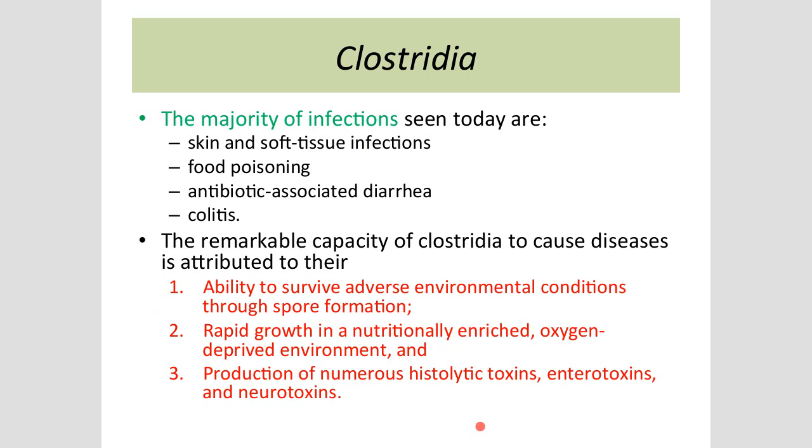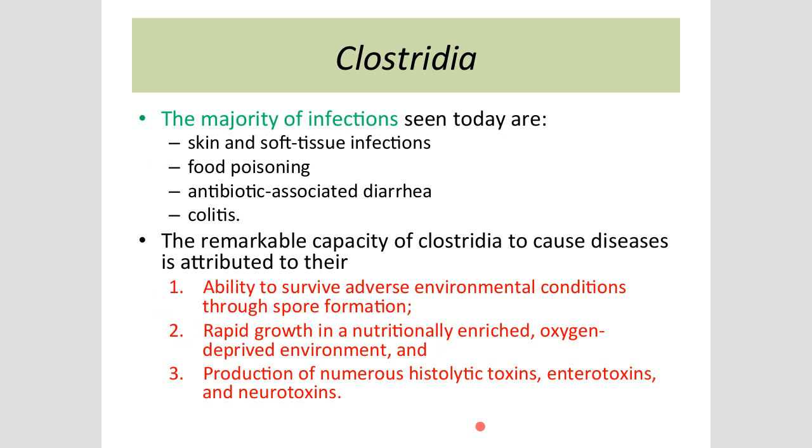Now, the other important thing for the family is, today we see a lot of skin and soft tissue infections. That's what you saw. They're also important for food poisoning. I'm going to discuss that in antibiotic-associated diarrhea. That's also a very important question you always expect in all different forms. Colitis, inflammation of the colon.